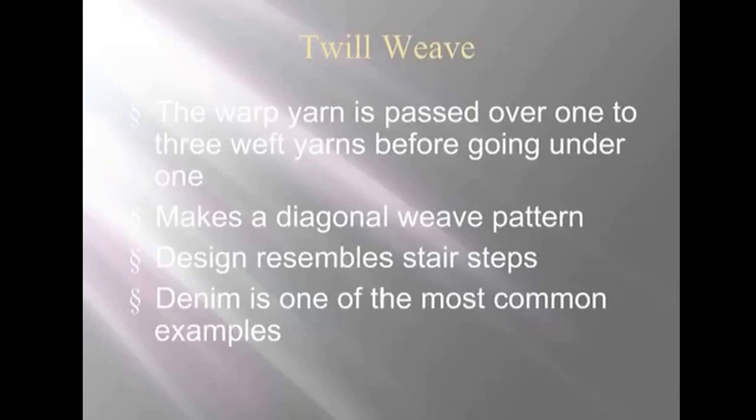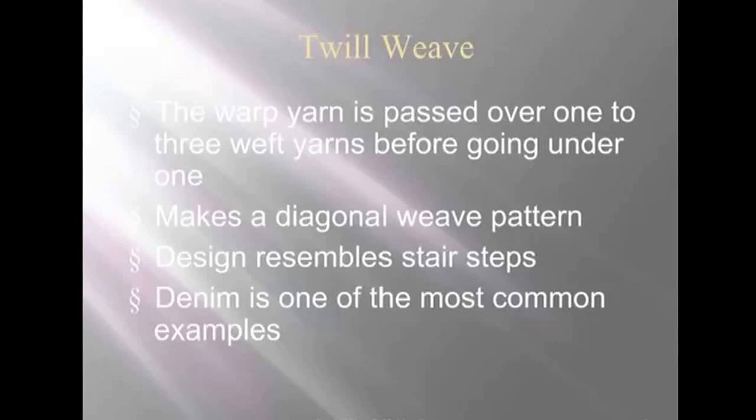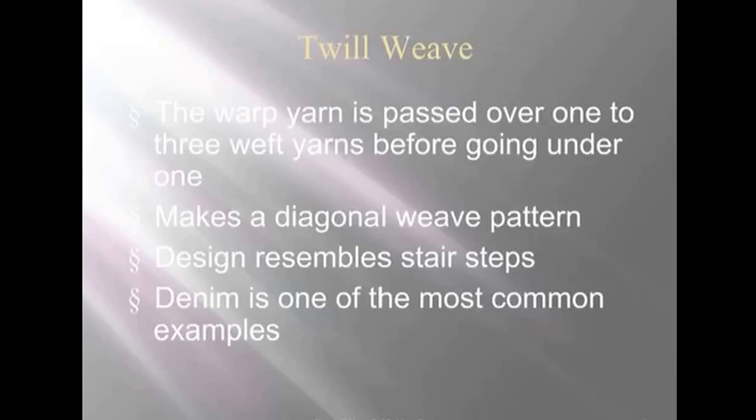A twill weave is going to be like a stair-step type of pattern. The warp passes over one, and then 1 to 3, and then goes under a single one, and then up again, and then under. So this will alternate sometimes 1 to 1, 3 to 1, 1 to 1, 3 to 1, but it will result in a stair-step weave. Denim is an example of that.